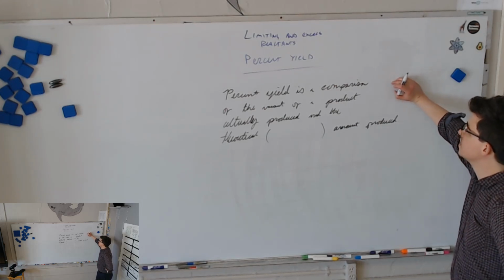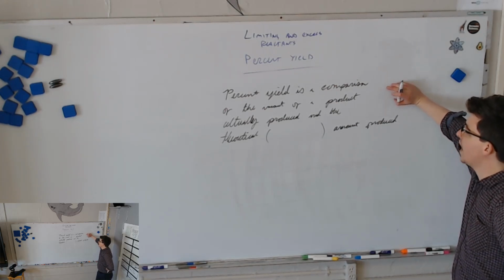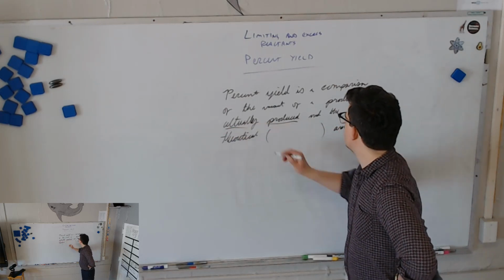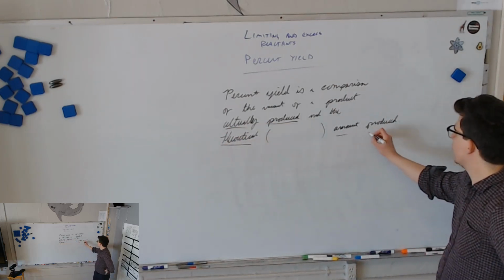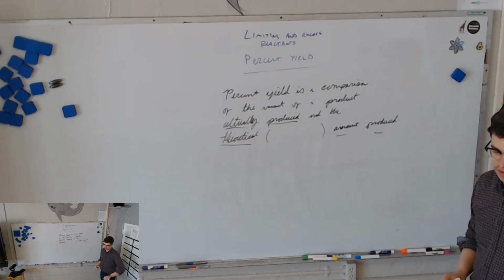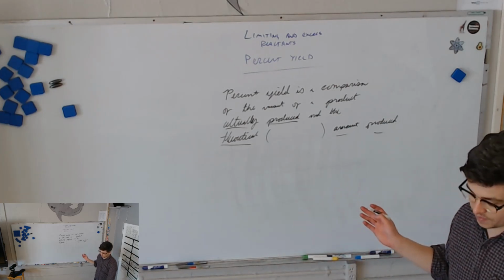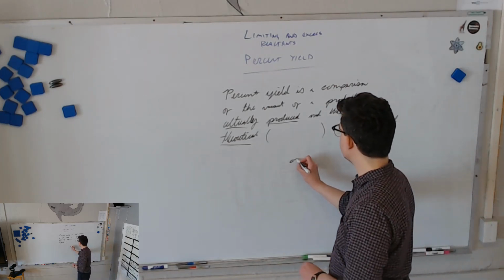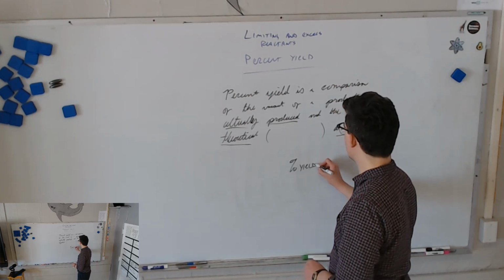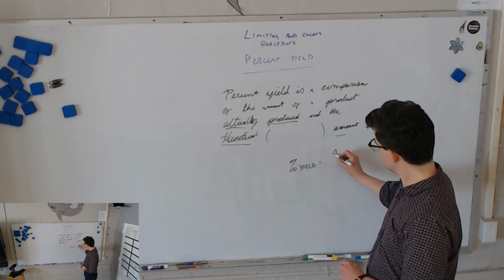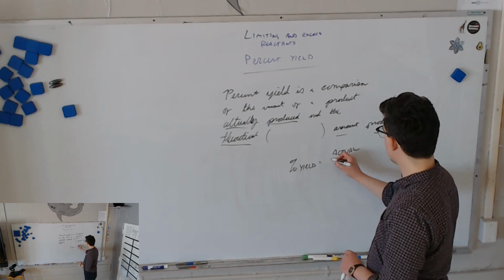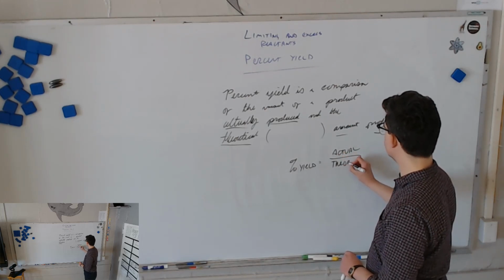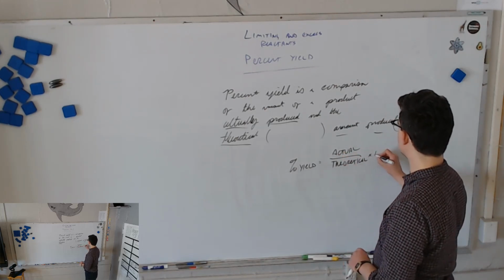Percent yield is a comparison of the amount of a product actually produced and the theoretical amount produced. There's a very simple equation for this, which is this. Write this down, please. Percent yield equals actual yield over theoretical yield times 100%.